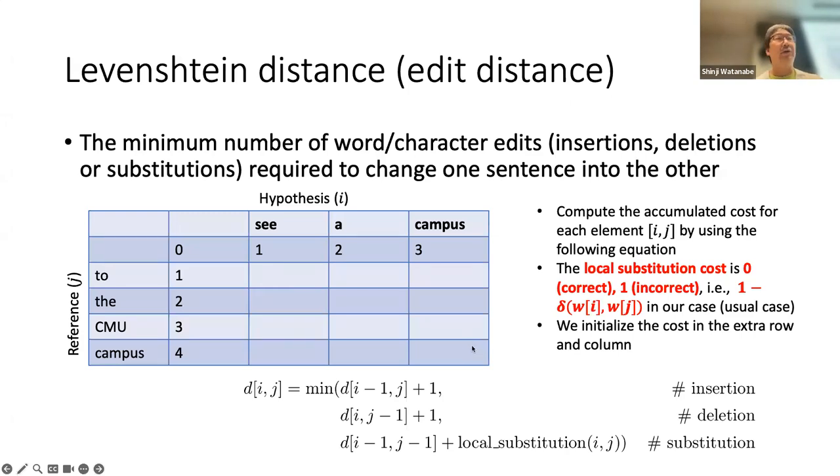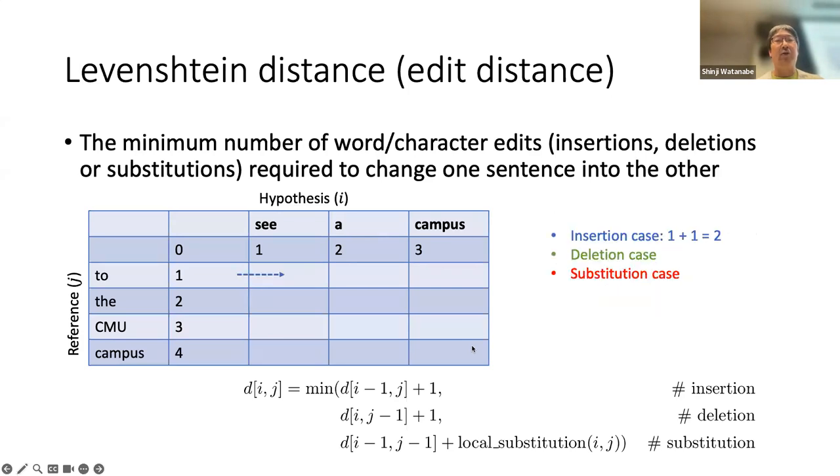And then how to get it? We actually consider all possibilities. For example, starting from here and then going to the right. Going to the right means that we also have an additional kind of hypothesis, and this can be an additional insertion error. And then this is adding from 1 to 1 and it becomes 2.